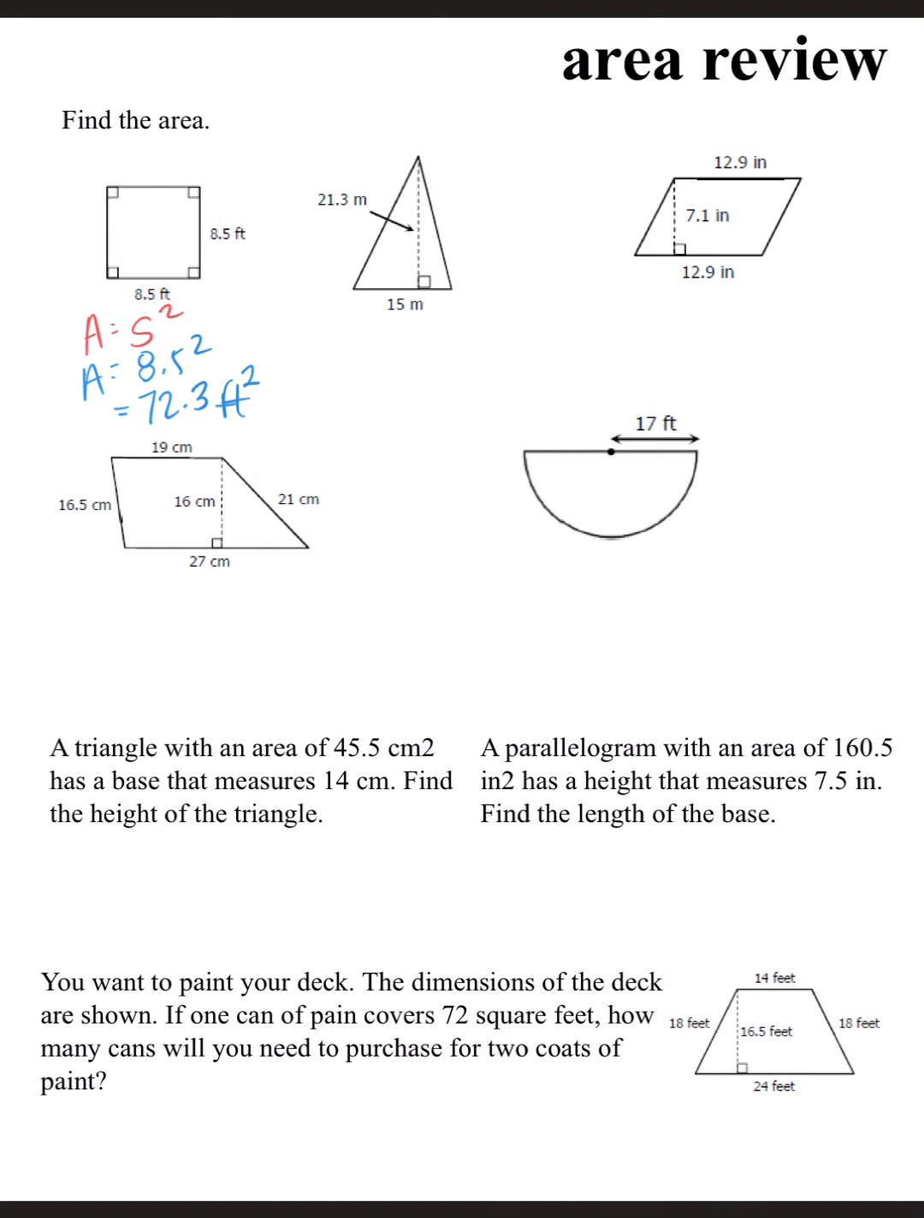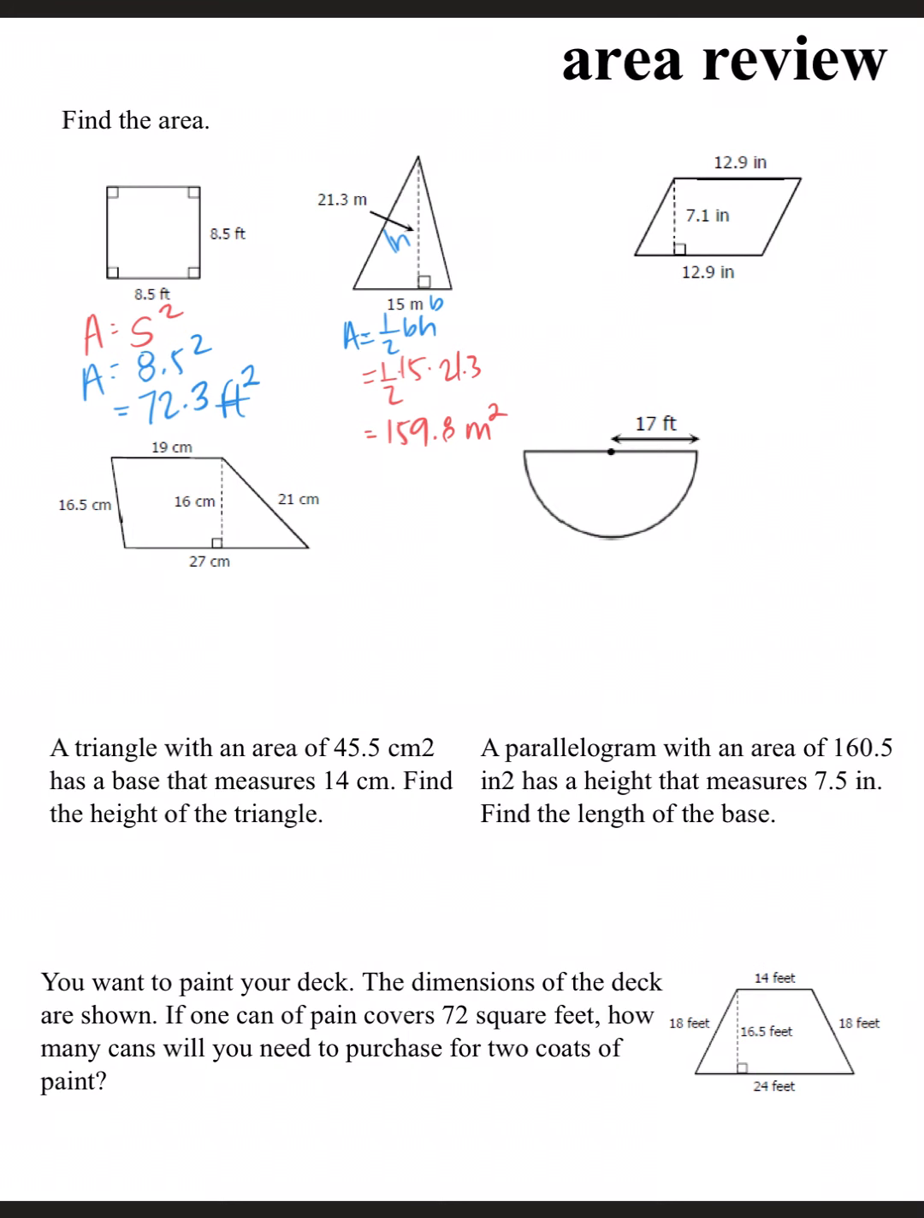Alright, our triangle. So this is our base, and this noted right here is our height. So we've got area equals 1/2 base times height. So 1/2 times 15 times 21.3. And when I do the math there, it's 159.8. My units is meters, area is meters squared.